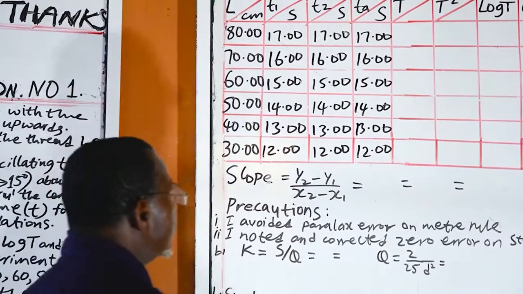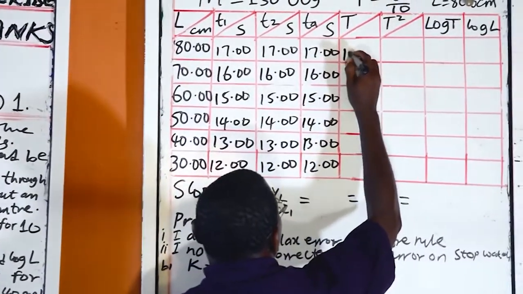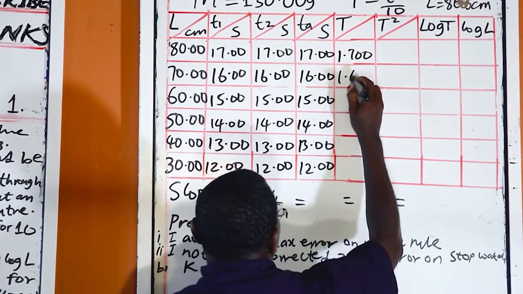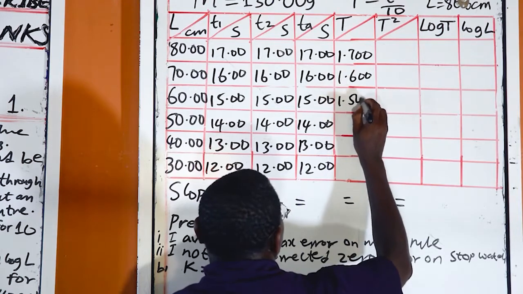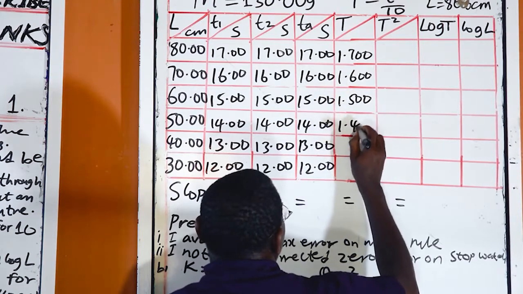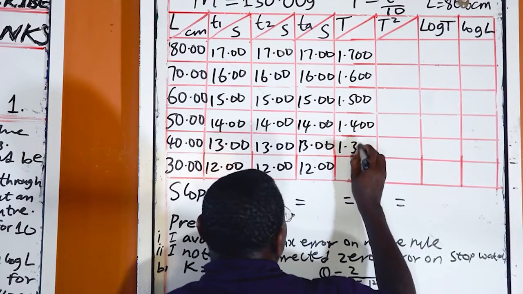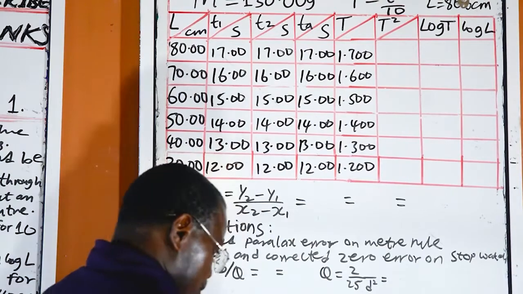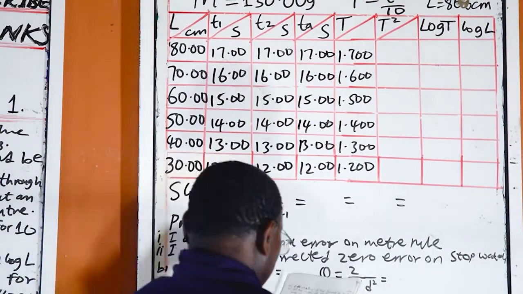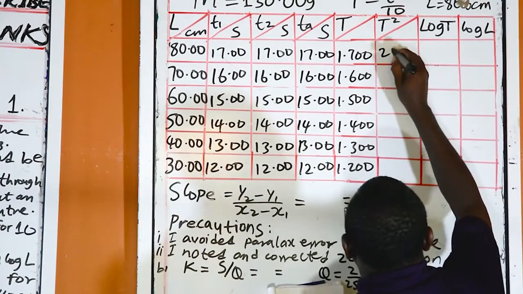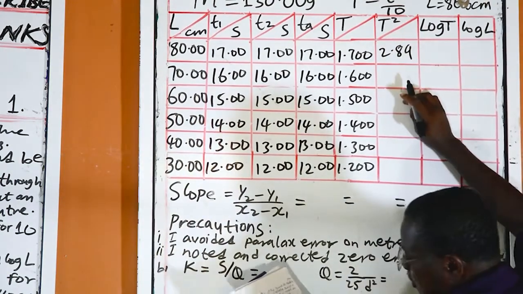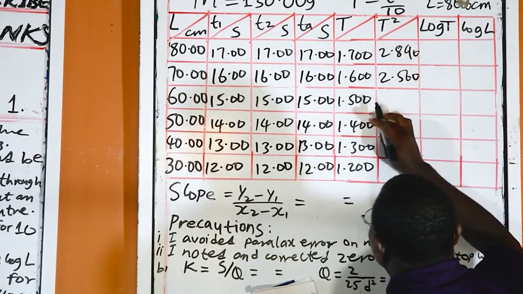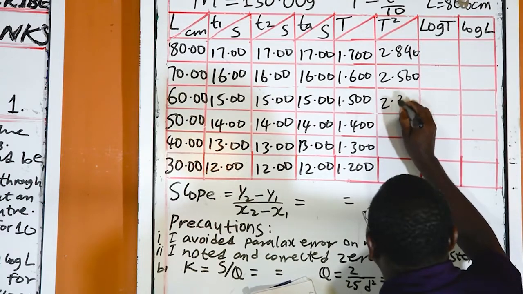So the first one is 1.700. The second one is 1.600, 1.500, 1.400, 1.300, 1.200. So T squared will be 2.89. T squared here will be 2.56. T squared here will be 2.250.